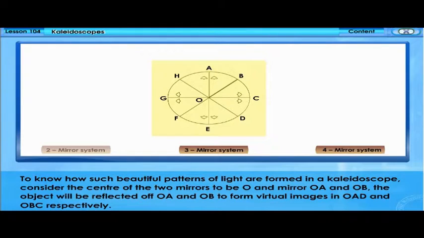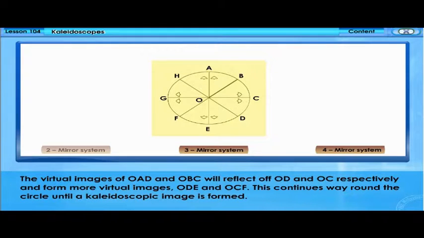To know how such beautiful patterns of light are formed in a kaleidoscope, consider the center of the two mirrors to be O and the mirrors OA and OB. The object will be reflected off OA and OB to form virtual images in OAD and OBC, respectively. The virtual images OAD and OBC will reflect off OD and OC, respectively, and form more virtual images, ODE and OCF. This continues all the way around the circle until a kaleidoscopic image is formed.